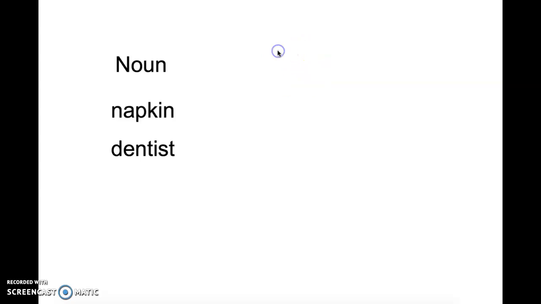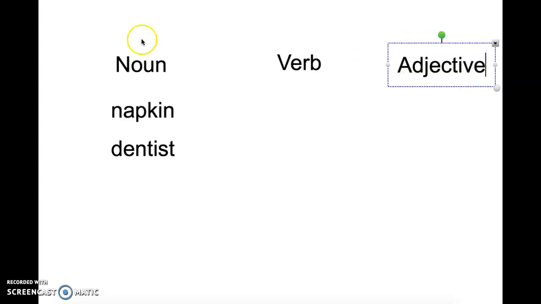What other kind of words do we have? I mentioned a word that describes action. That would be a verb. And then how about something that describes something? That would be an adjective.